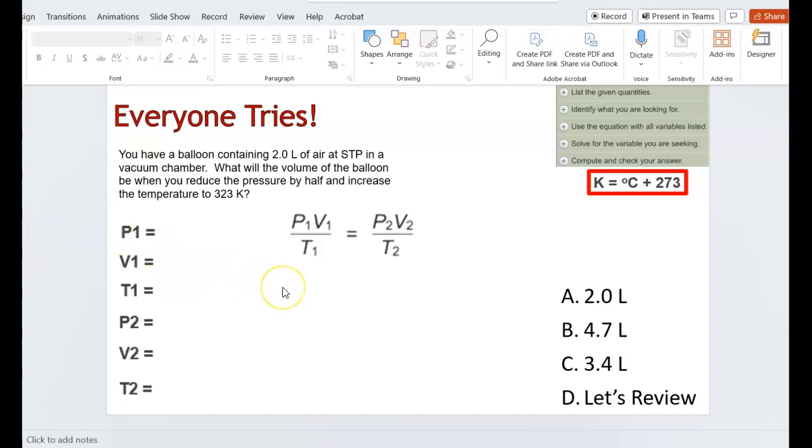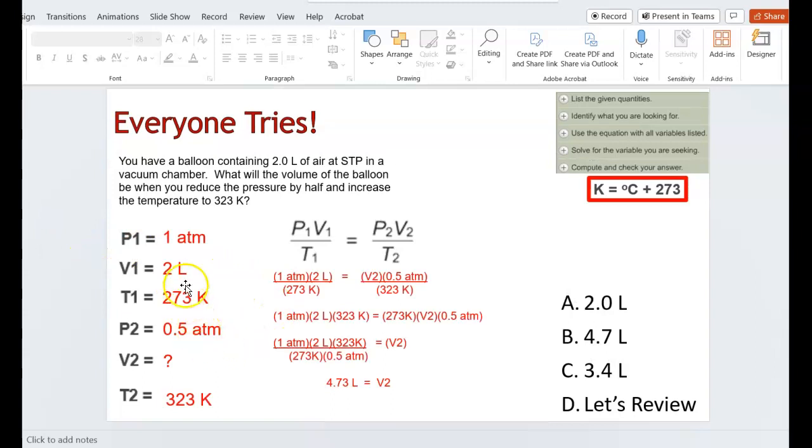I'm going to go ahead and flip to the answer. Standard pressure is 1 atmosphere. Standard temperature is 273 Kelvin or 0 degrees Celsius. Our initial volume is 2 liters. We've reduced the pressure by half, so we make this 0.5 atmospheres, and we're given the last Kelvin value. We're solving for volume.